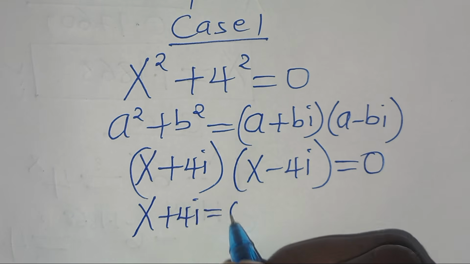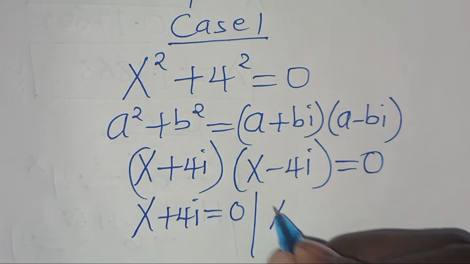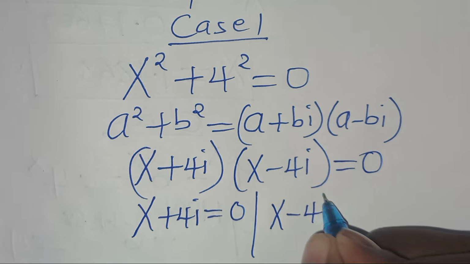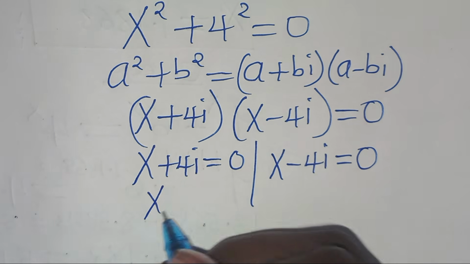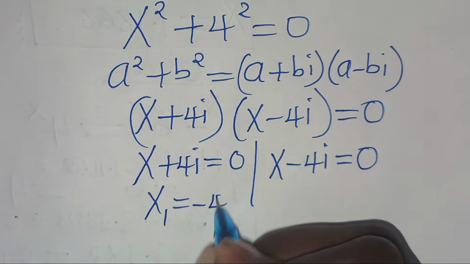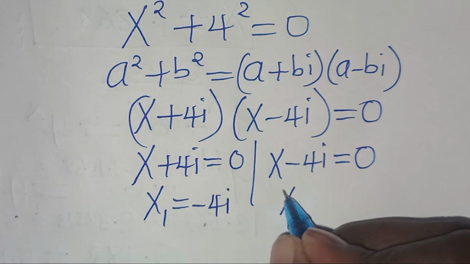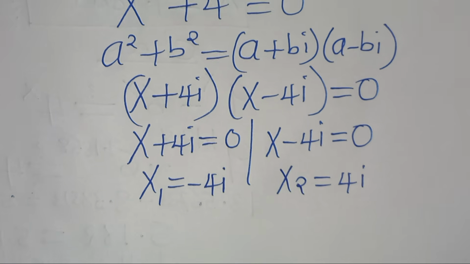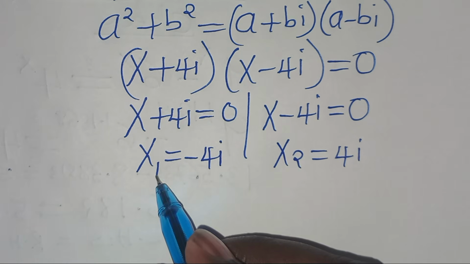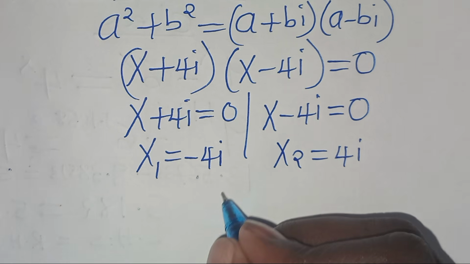This is equal to 0. Then we have x minus 4i equal to 0. So this means that x1 is equal to negative 4i, and x2 is equal to 4i. So this is the value of x1 and x2. Now let's proceed to case 2.